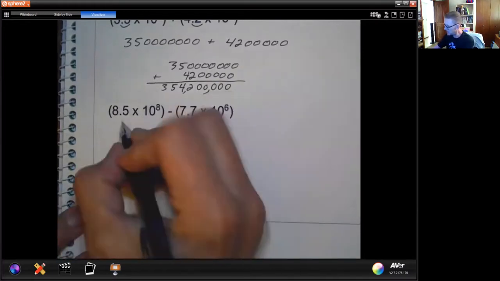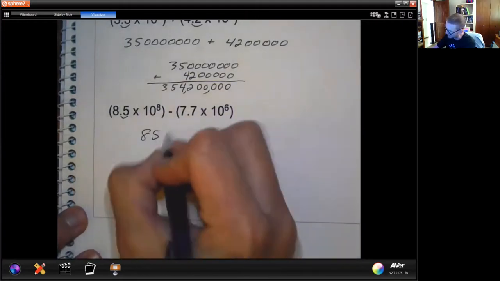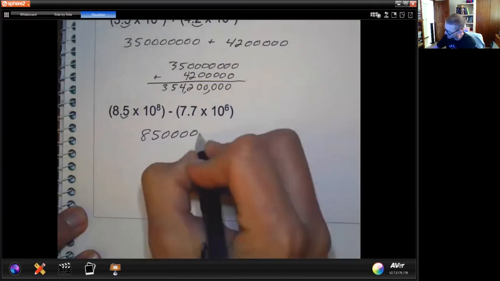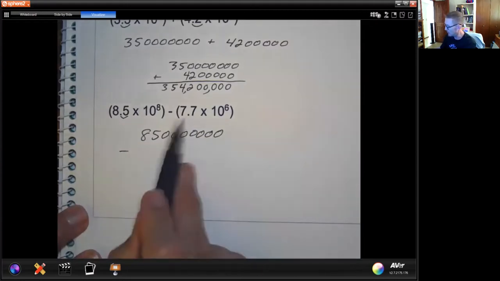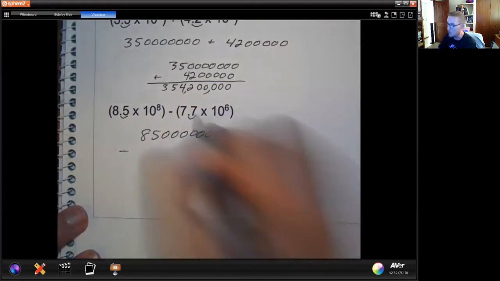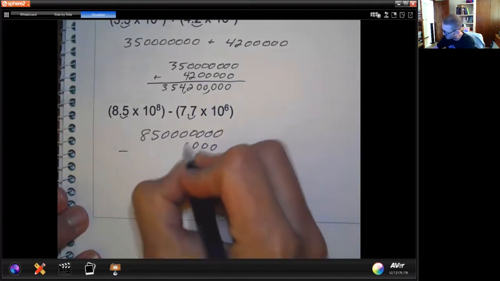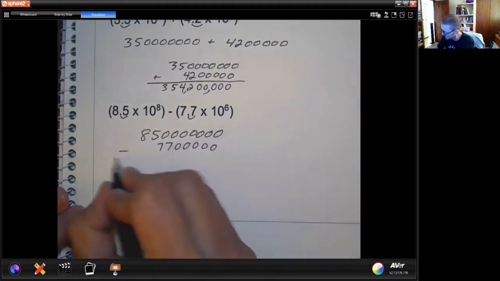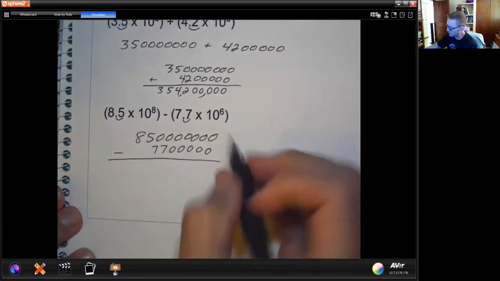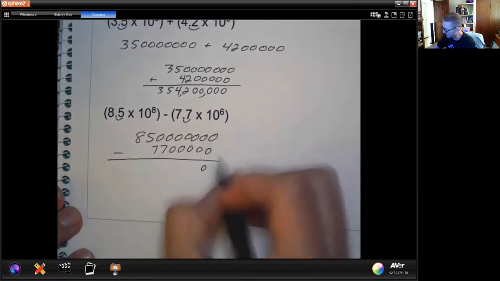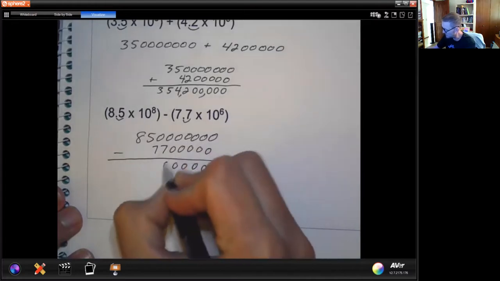8.5 times 10 to the 8th, we're going to move it around the 5, and then 7 zeros. 8, 5, 1, 2, 3, 4, 5, 6, 7 zeros. We're going to subtract 7.7 times 10 to the 6th, so I'm going to move it around the 7, and then 5 zeros. 1, 2, 3, 4, 5, 7, 7. Line them up. Now be very careful here. I'm subtracting. 0 minus 0 is 0. 0 minus 0. 0 minus 0. 0 minus 0. 0 minus 0.